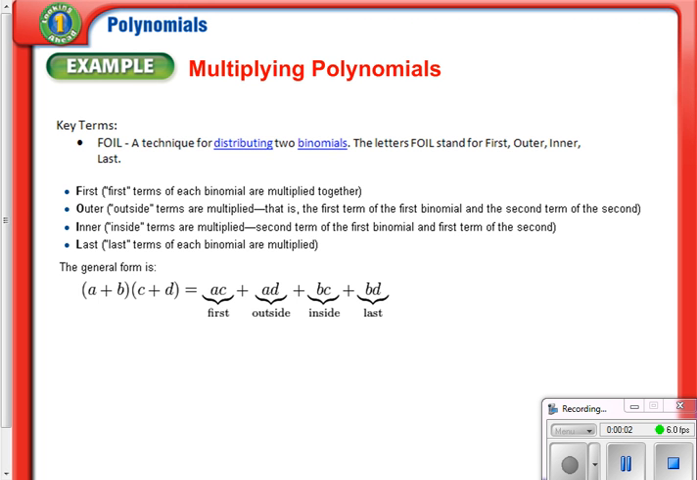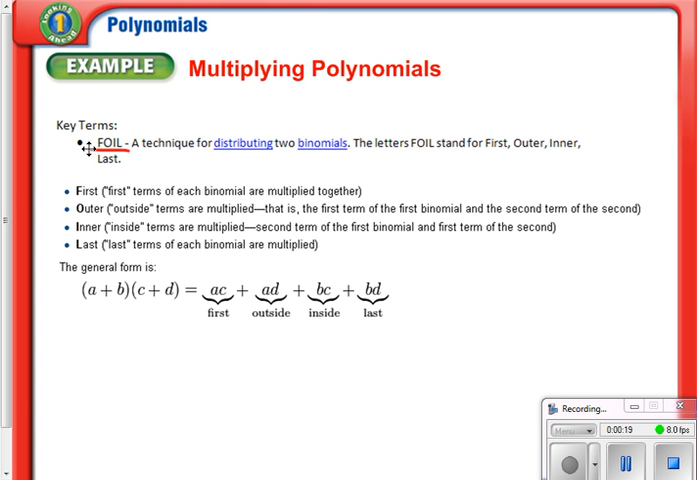Lesson 5 is on multiplying polynomials. Yesterday you dealt with multiplying a monomial into a certain type of polynomial. Today you'll be taking two binomials and multiplying each other. You're going to use a new technique, and that technique is called the FOIL method.